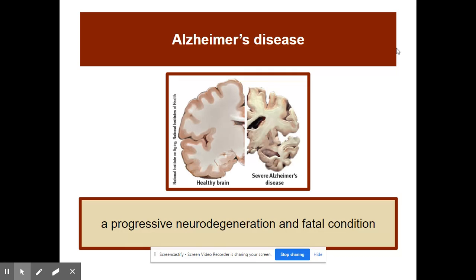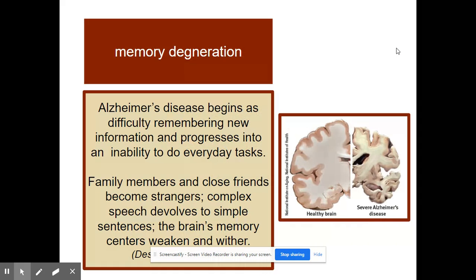So, what happens when we talk about this memory degeneration? Difficulty remembering new information. Family members and close friends become strangers. You have complex speech that devolves to simple sentences. So it is reverting back to childlike conditions.